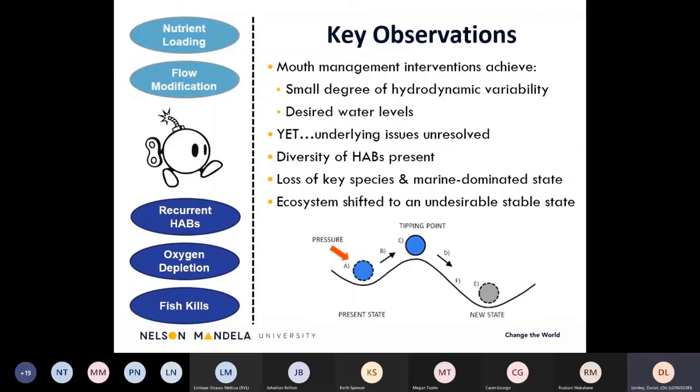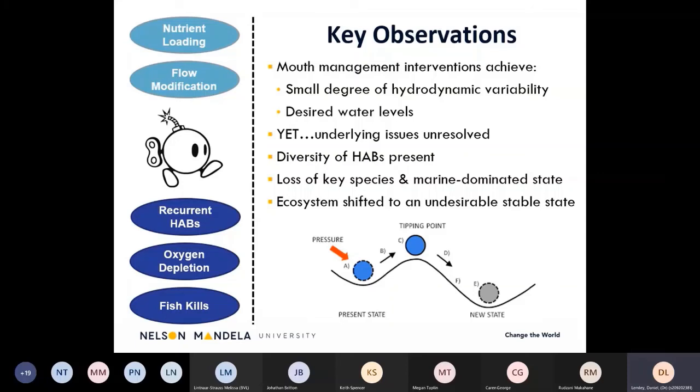That's not to say that the wastewater treatment works, even though they have occasions when things go bad, aren't going according to the guidelines set out by the Department of Water and Sanitation. However, based on the size and the proximity of these inputs, it's just unsustainable, and that's why we are where we are now in the system. And this has all resulted in a diversity of harmful algal blooms, a loss of key species, and also a loss of the marine dominated state, which is quite key. The ecosystem has now shifted into an undesirable stable state.